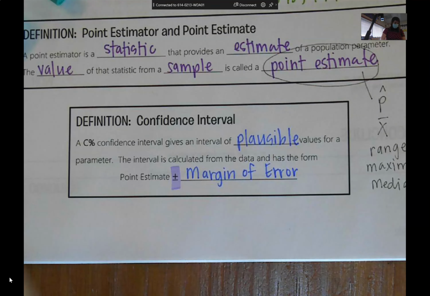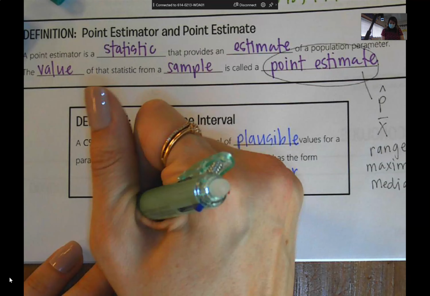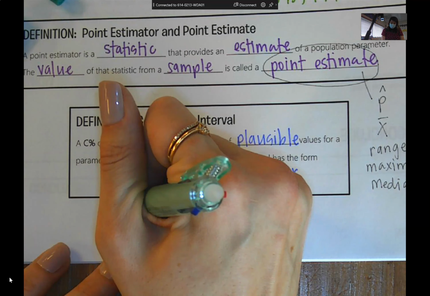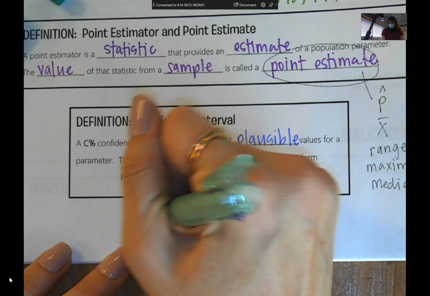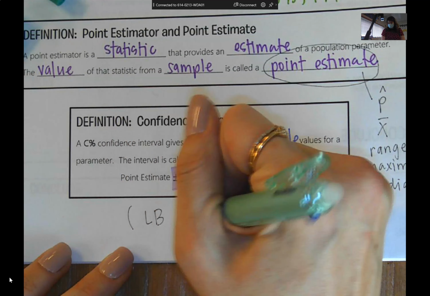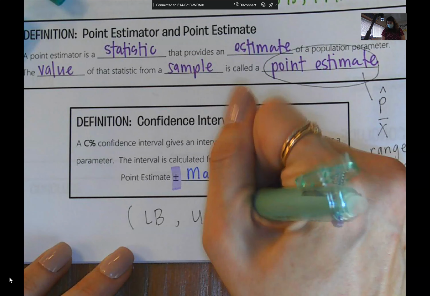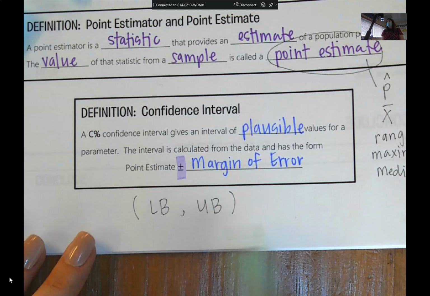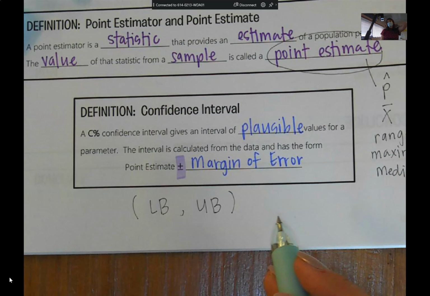I just want to write down here that when we're talking about a confidence interval, it will have a lower bound, comma, and an upper bound. So it's a range of values that the parameter can be.